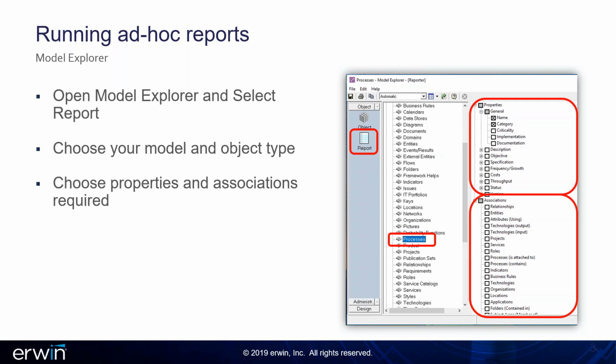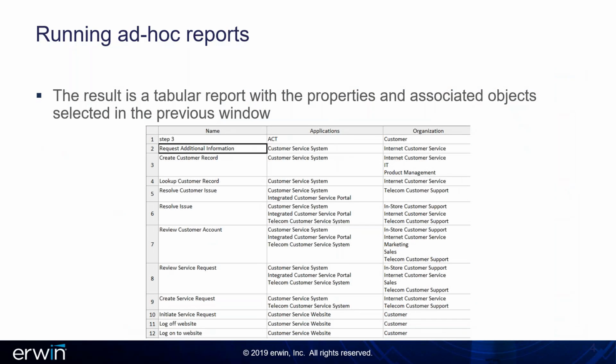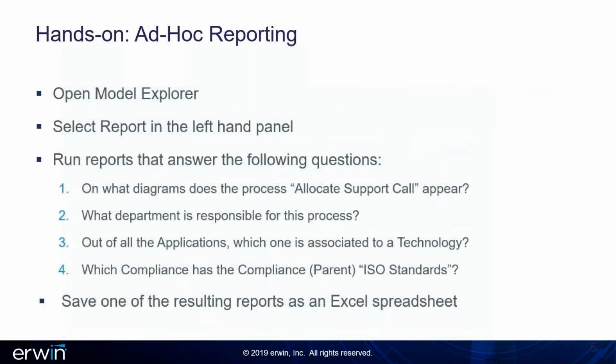to run the report. The reports are loaded in a tabular format where you can see properties and associations, and this can be saved as Excel. It can be saved for distribution with someone on your team or other folks, and you can simply view it. We're going to run an ad hoc report to see what this looks like.